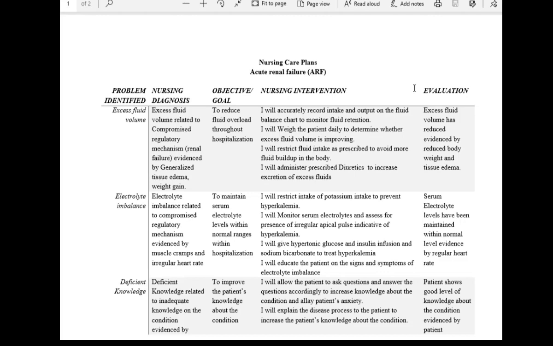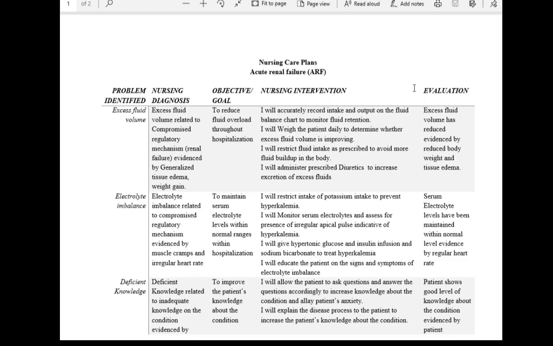The second intervention: I will weigh the patient daily to determine whether excess fluid volume is improving. So I will conduct daily weighing of the patient to actually determine if the fluid overload is reducing. So when the patient's fluid retention reduces, in this condition, the weight will subsequently reduce.